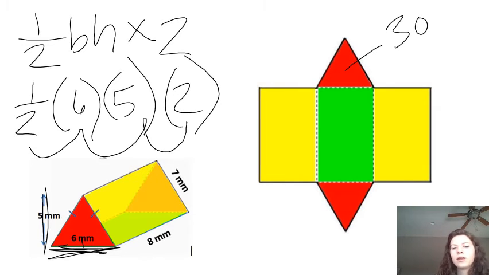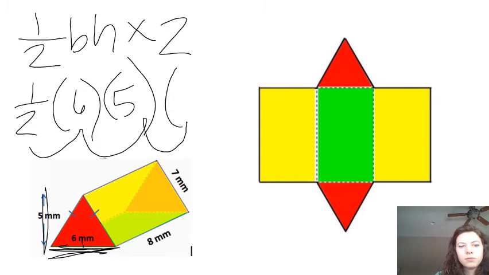Okay? And they're not each 30, right? We already doubled it. If we hadn't doubled it, what would each one be? So instead of multiplying by 2 here, we just stopped.